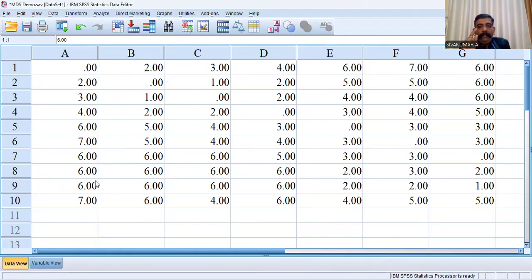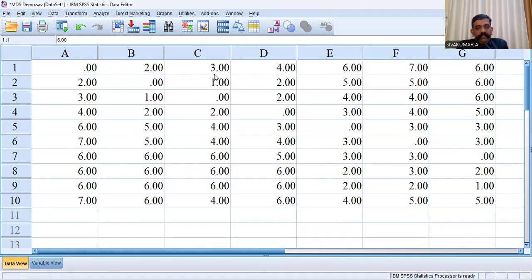Here, the minimum value is 1, maximum value is 7. 1 means very dissimilar, 7 means very similar. Other values range between 1 and 7. Here you can see in column A, second value 2. 2 means similarity between A and B. Please note, first value in column B is 2. Then please note column A, third value 3. That means similarity between A and C. First value in column C is 3.